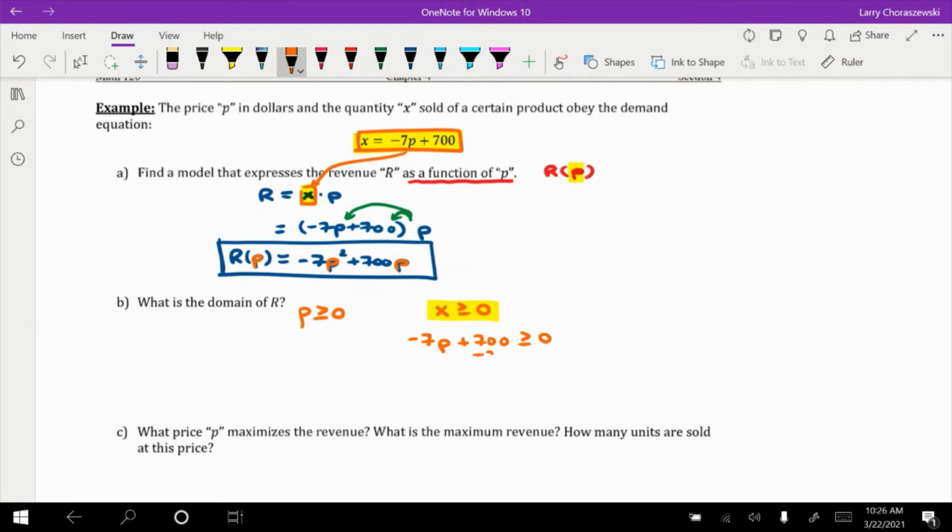Now check it out. We can subtract 700 from each side to get negative 7P is greater than or equal to negative 700. And from there, we would divide by negative 7. And what do we have to keep in mind when we divide an inequality by a negative number?